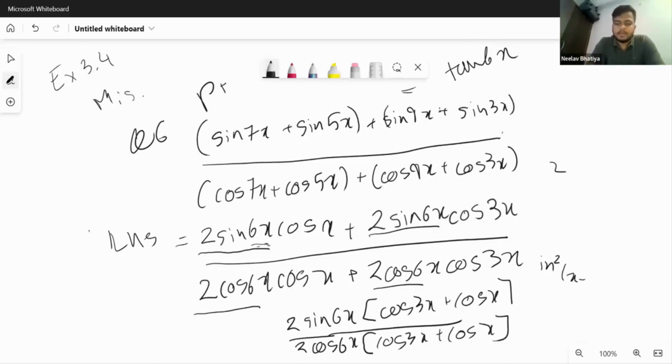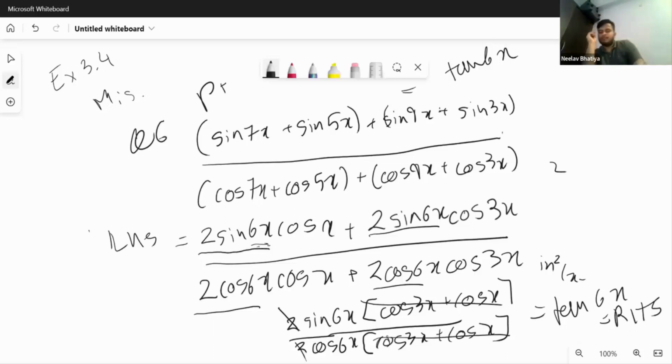Same term, right? So as you can observe, these terms are common in the numerator and the denominator as well. So we can cancel these terms out. 2 and 2 also get cancelled. Sin 6x by cos 6x is nothing but tan 6x, and that is nothing but the RHS term. So the question is proved.